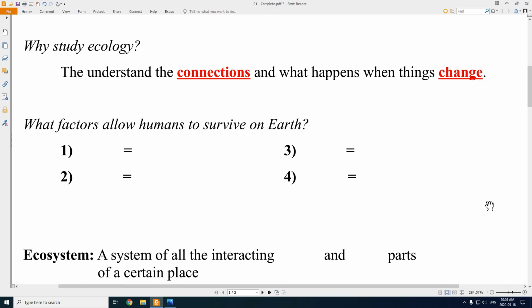All right, so I'll give you a second here. See if you can think of what are the different factors on Earth, what are the different parts of Earth that allow humans to survive? I'll give you a minute to think about that.